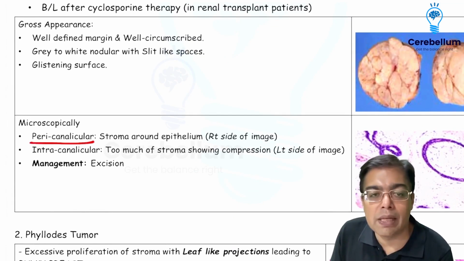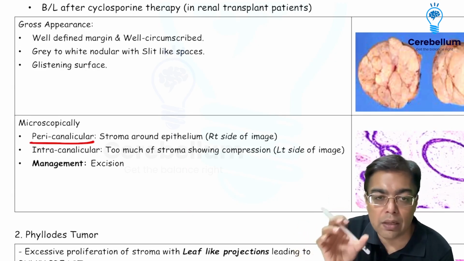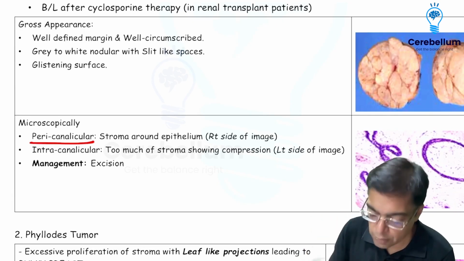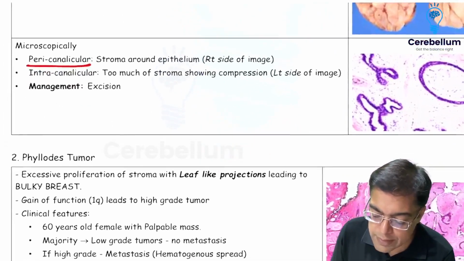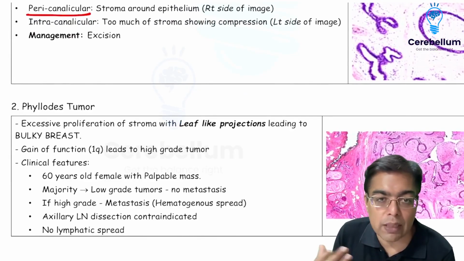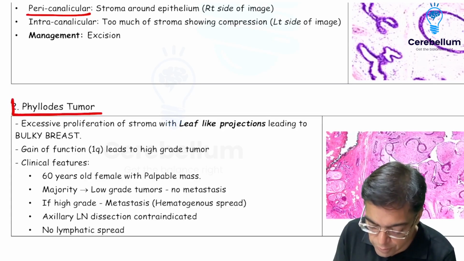One is given the name of pericanalicular variant. Pericanalicular, stroma is around the epithelium. And there can be an intracanalicular variant where there is too much stroma, which is going to cause a compression. Fibroadenoma, nothing to worry about for a female except that, yes, definitely in a lot of conditions, if she is uncomfortable with it, that would require a surgery. A leaf-like lesion that is going to be associated with a tumor in the breast is given the name of phylloides tumor.